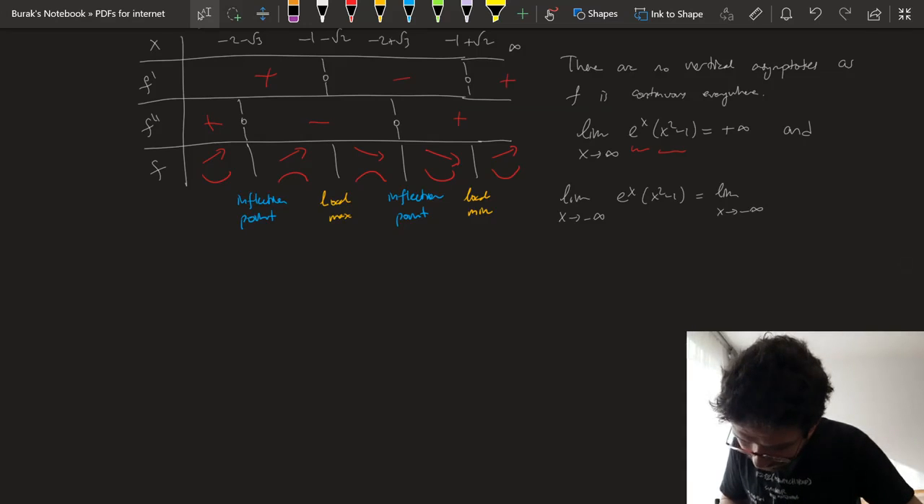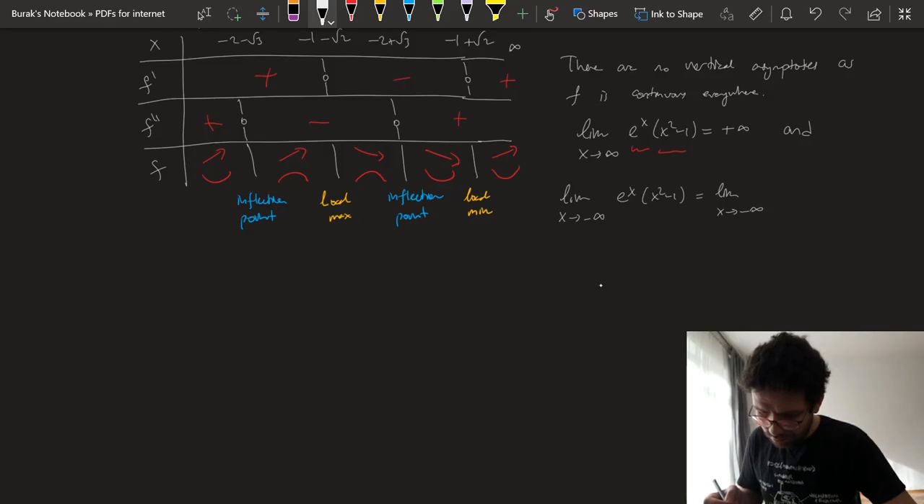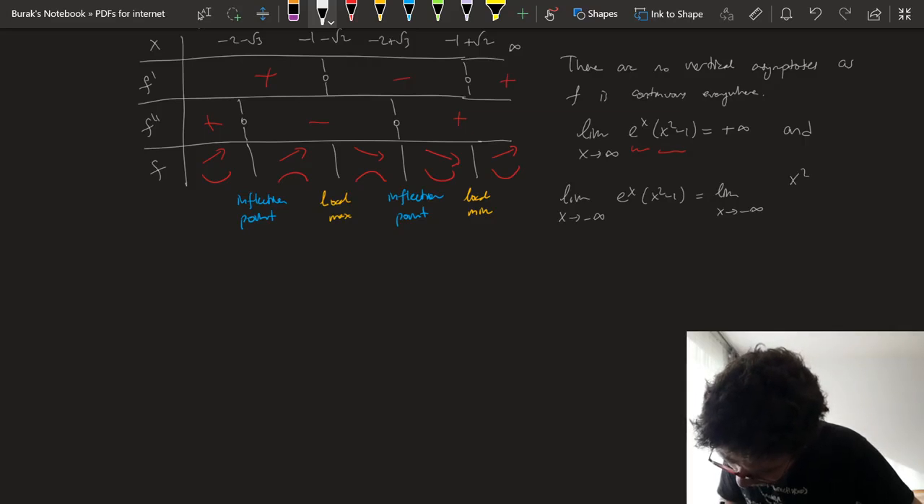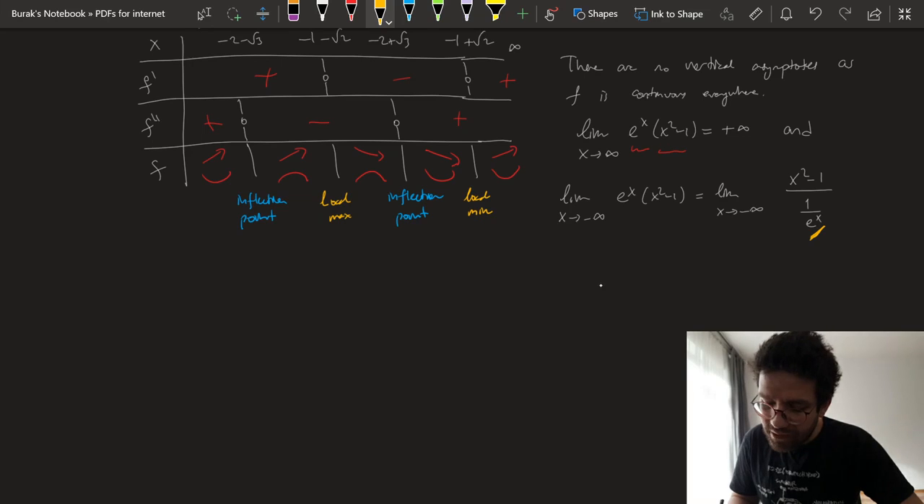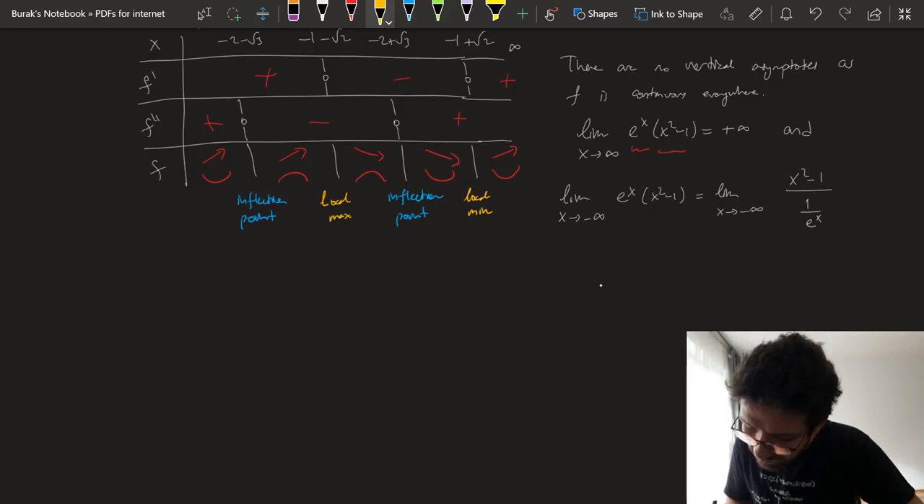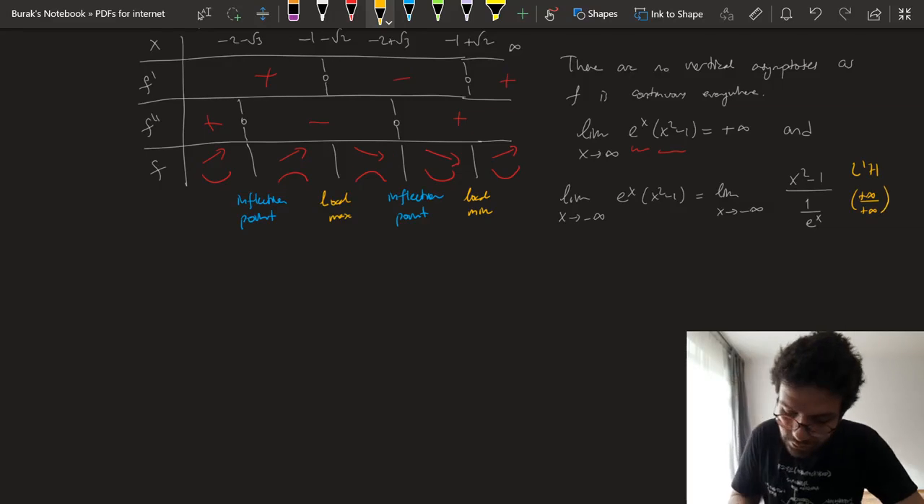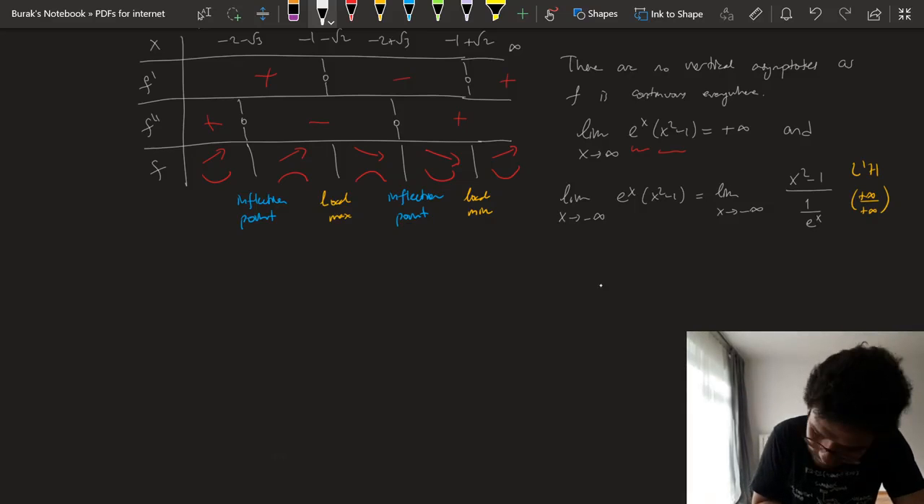So let me flip the first one. Do I want to flip the first one? Yeah, let me flip the first one. So let me rewrite this as 1 over e to the power x. And now, if I plug in minus infinity, e to the power x goes to 0 from the right. So 1 over e to the power x goes to plus infinity, and this goes to plus infinity. So I can apply L'Hopital's rule, okay? I see infinity over infinity. Let me continue over here.